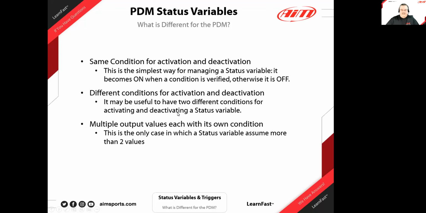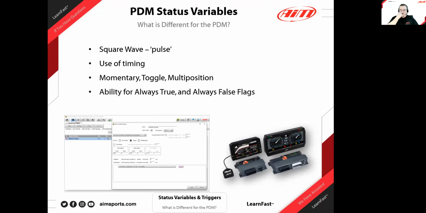Perfect. I had one more page here. Yep. So still different here with PDM, you have a square wave ability, so you can make a pulse. Do you want to flash those lights on and off real quick? Square wave is the way we do it. You also have the use of timing. So in the buttons here, you have momentary, toggle, and multi-position ability of a status variable. This is more of a Rio keypad line of thinking. And you also have the ability for always true and always false flags, with multiple of those flags able to be added to one single setup.